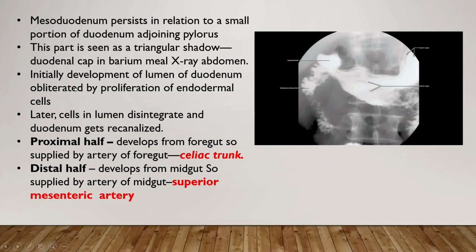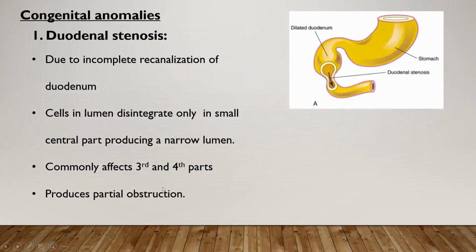Initially, the lumen of duodenum is obliterated by proliferation of endodermal cells. Later, these cells in lumen disintegrate and duodenum gets recanalized. Proximal half developed from the foregut, so it is supplied by artery of the foregut, that is celiac trunk, and distal half of the duodenum, because it is developing from midgut, is supplied by artery of midgut, that is superior mesenteric artery. Congenital anomalies of duodenum.